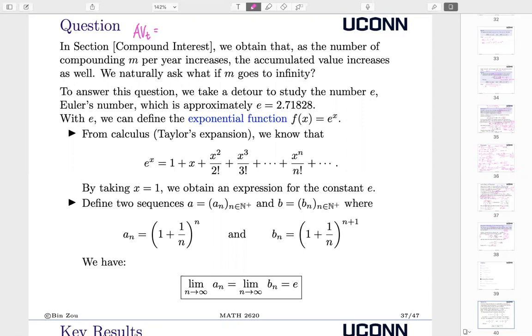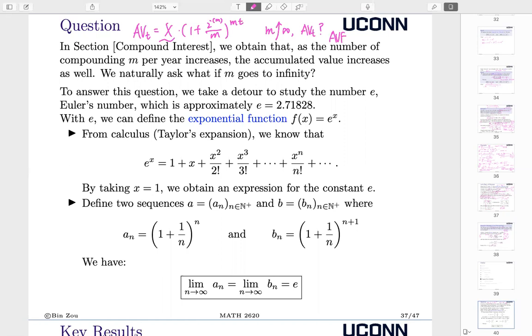AV(t) equals, well, you can either put x or assume x is 1 plus i(m) divided by m, to the power of mt. What we want to know is when m goes to infinity, what would be my AV(t)? For simplicity, we can set x to be 1. In other words, we are considering AV(1).